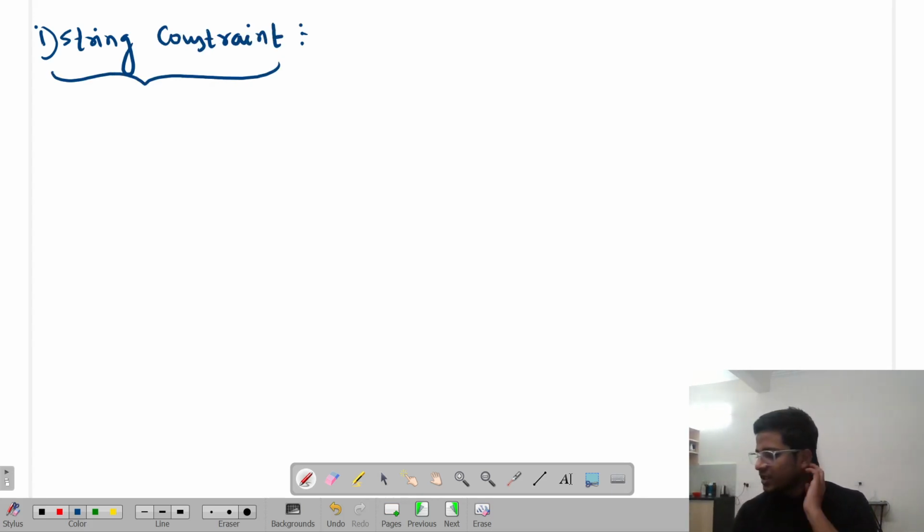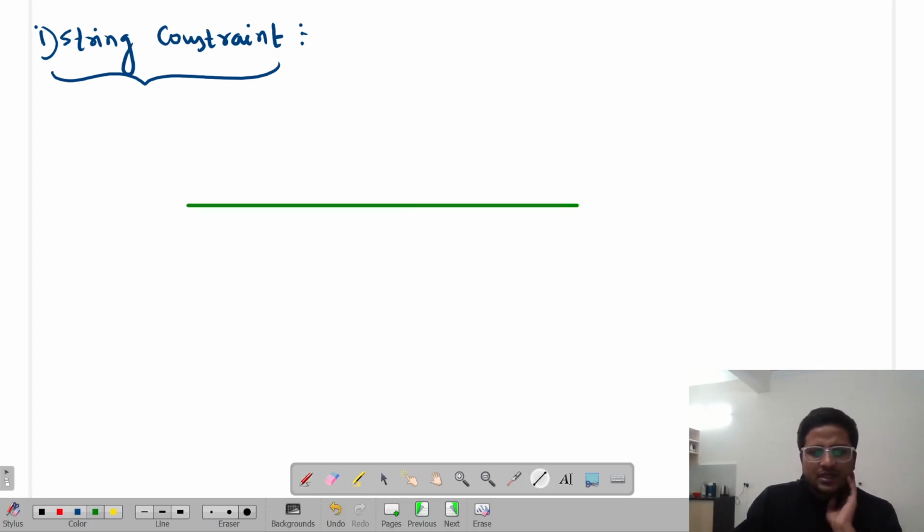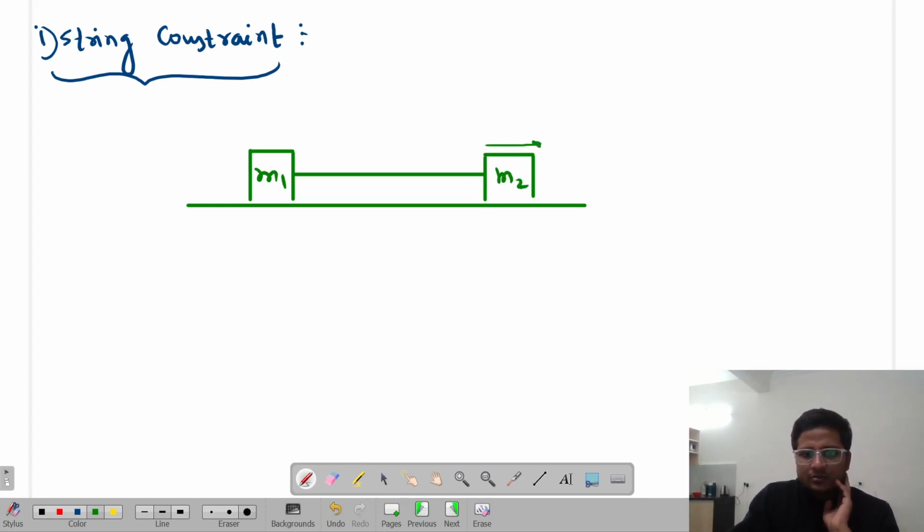If I have string constraints, you know that I can connect any two blocks by a thread. Let's suppose there is a block, and then I connect another block with this. Let's suppose this is M1 and this is M2. I started moving M2, then what will happen with M1? That's the thing which this rule will bring. So we are going to understand the first topic, which is called string constraint. मतलब इस धागे की constraint, धागे की rule. Are you able to get me or not?